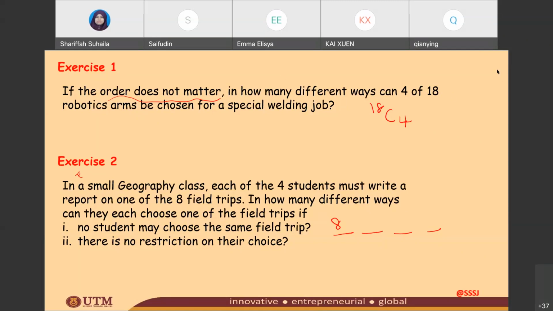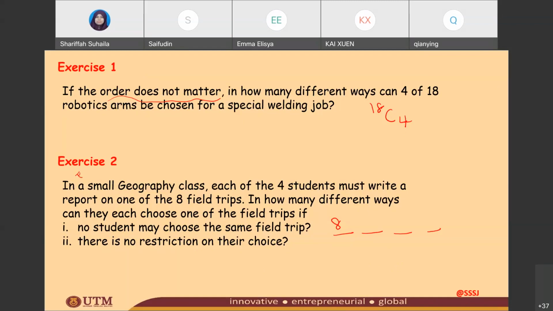Okay, Santosh cakap combination. And the rest? Setuju ke combination? Okay, you think combination. So why is it combination? Ada tak justification? Kenapa combination? Kalau saya, mungkin saya akan pilih ia sebagai permutation. Okay, so because this one, no student may choose the same field trip. Tu tak semestinya. Ways tu pun boleh juga untuk permutation ya, Santosh.